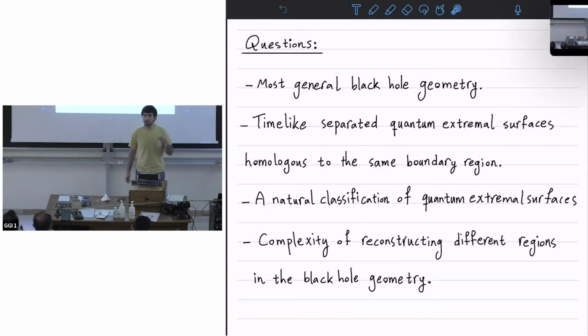Okay, along the way, I'm also going to discuss a natural classification of quantum extremal surfaces that comes about when thinking about this.